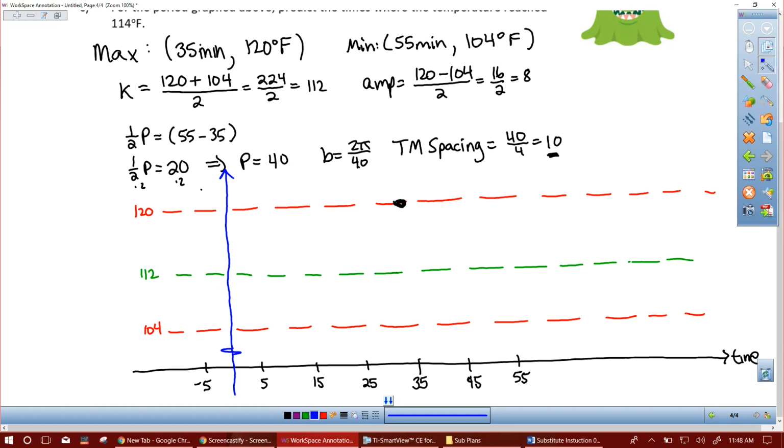And now I'm going to come over here and plot points. So if I'm at the ceiling, I go over a tick mark, the middle, over a tick mark, floor, backwards, over a tick mark, middle, over a tick mark, floor, over a tick mark, middle, over a tick mark, ceiling. And so here I am connecting my graph.